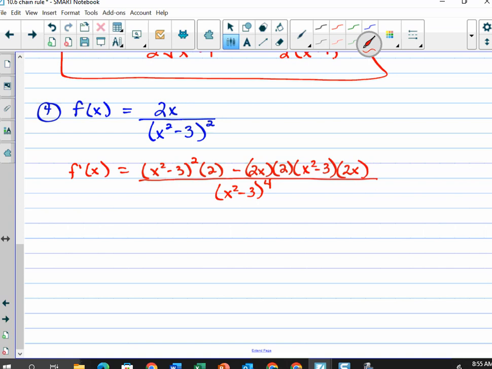Quotient rule. So you're good with this part, right? Okay. Top 2x times the derivative of the denominator. That 2 is there. Yeah. X squared minus 3 to the first. And then with chain rule, what else would I multiply by? Oh. Inside. Okay.